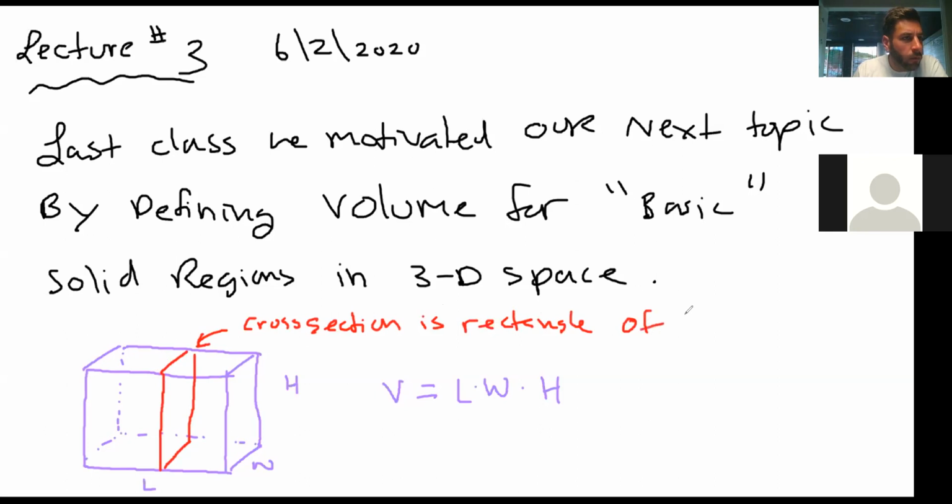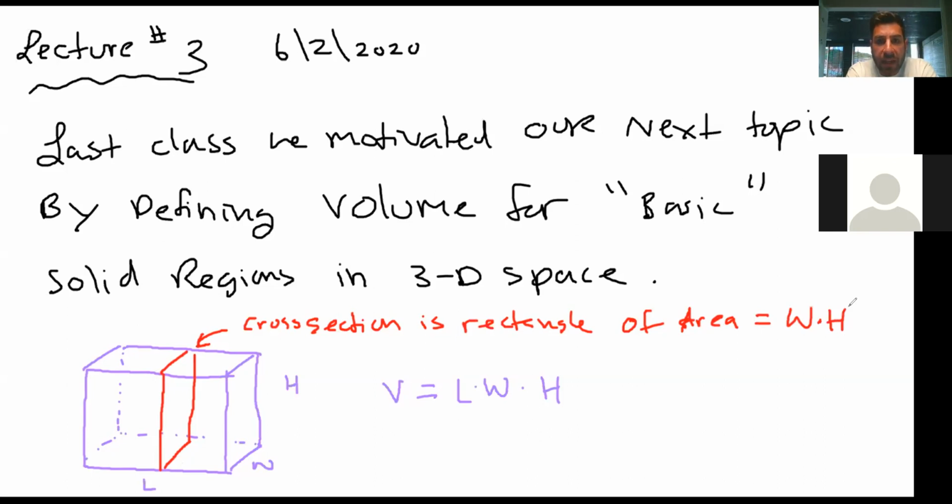of area. Well, what's its area? It has nothing in the left or right direction, because it's living in the front and back direction. So what is its area? Its area is W times H.